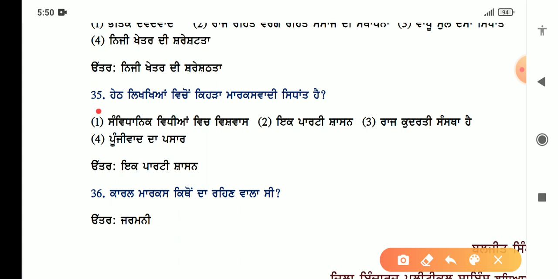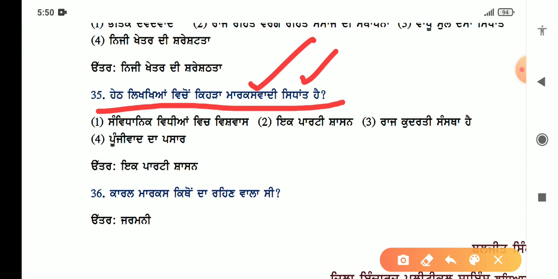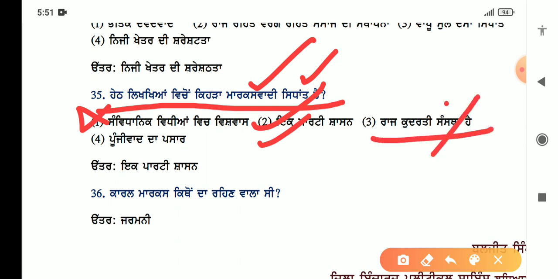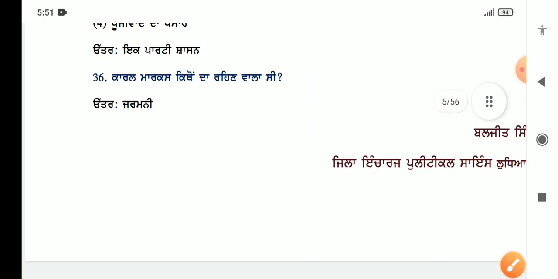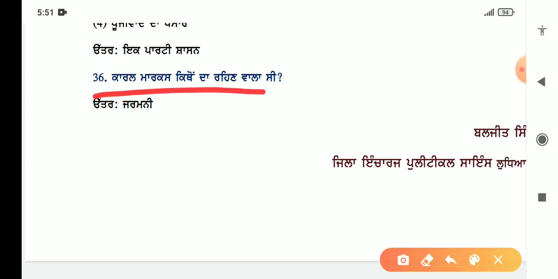Out of the following, which is a Marxist principle? Faith in constitutional means, no. One party rule, yes. State is a natural institution, no. Spread of capitalism, no. So this is one party rule. One party rule is a Marxist principle. From which country did Karl Marx belong? He belonged to Germany.